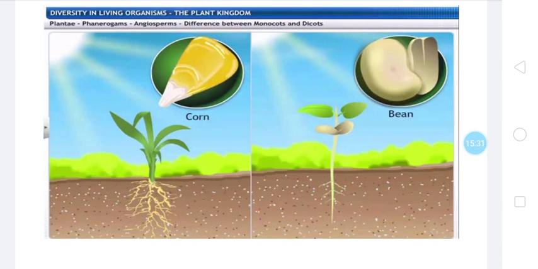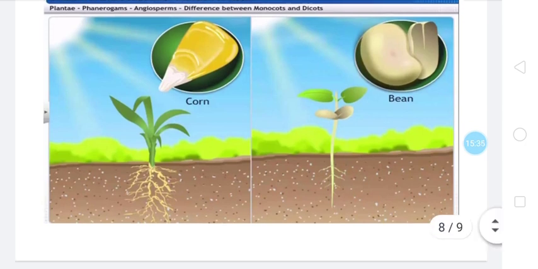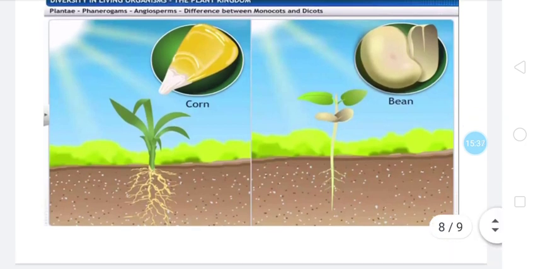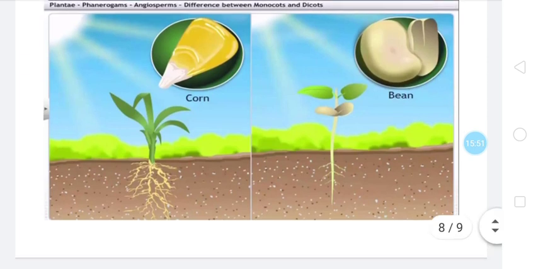What will happen if you look at both plants? Monocotyledonous plants have an adventitious root system. Roots come from one point, for example onion, where all these fibrous roots emerge from one point. That is called an adventitious root system.